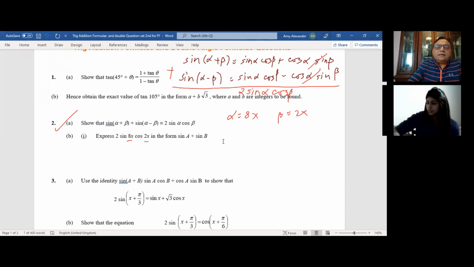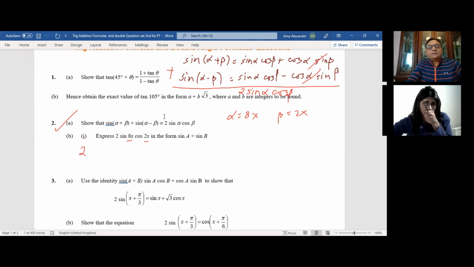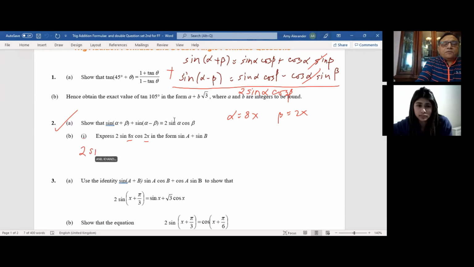So in that case, we have 2 times this. So 2 times sine of, that will be in the form of sine A plus sine B. So A is alpha plus beta, right? So this is equal to 2 times sine of alpha, which is 8x, plus 2x, plus sine of 8x minus 2x, correct?